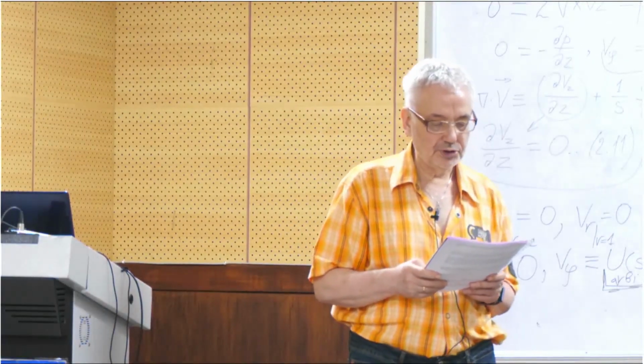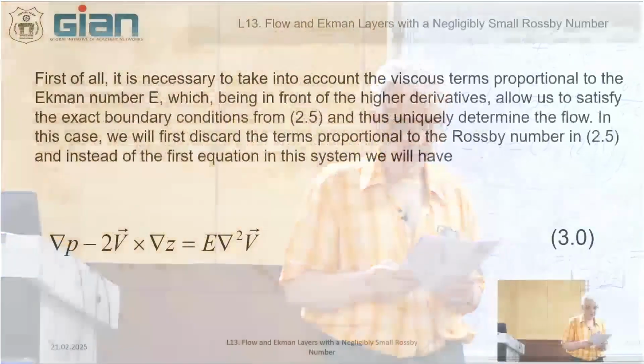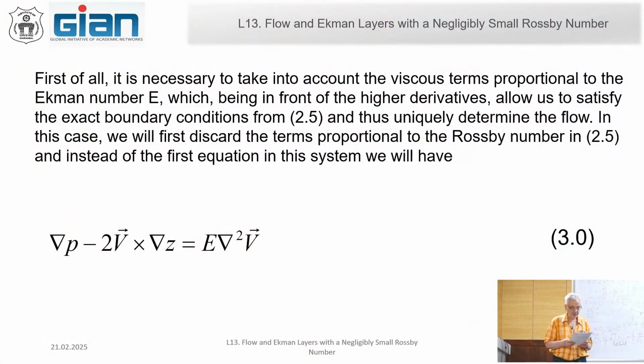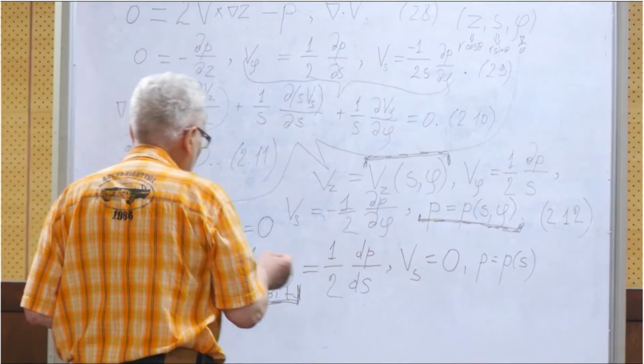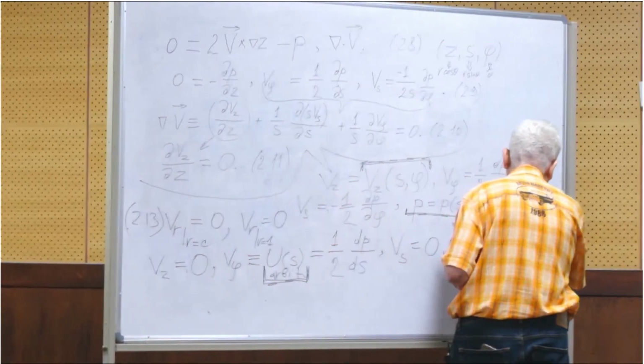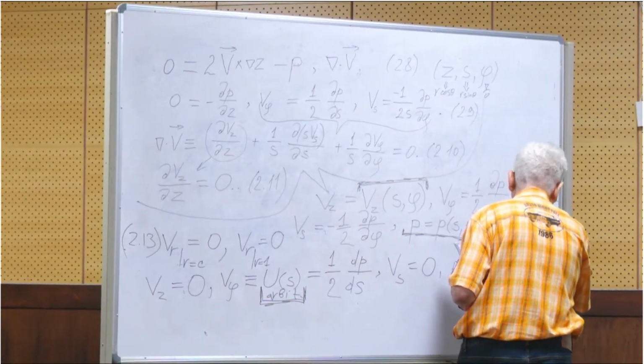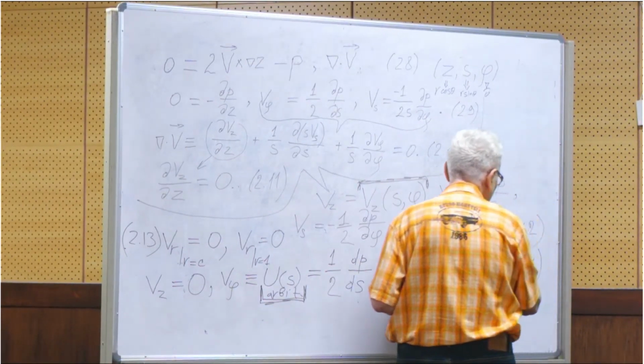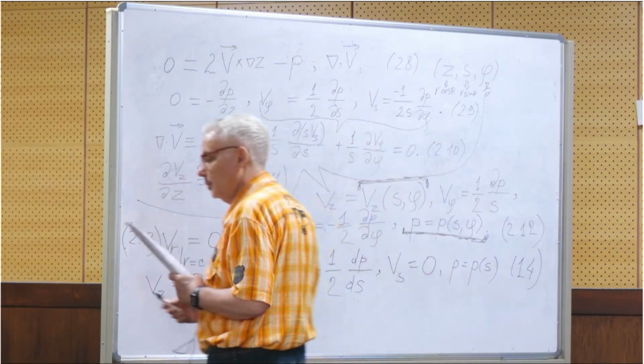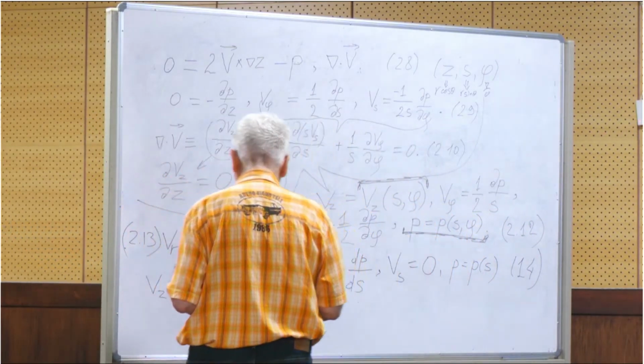So we are now at another chapter, chapter 3, which is named Viscous Flow in Narrow Ekman Layers and Boundaries. The ambiguous representation of geostrophic flow 14, this one. Oh, I didn't put the number. Let's put 2.14, of course.